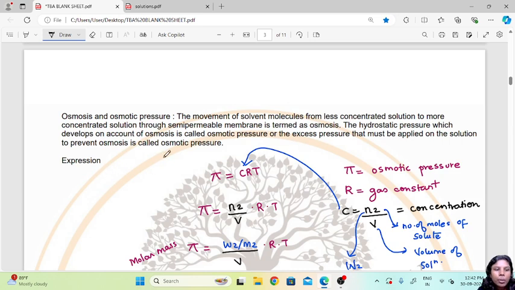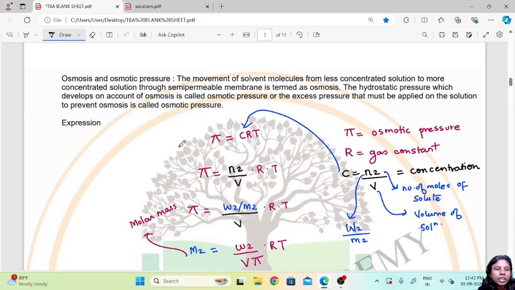Now let's talk about another property. The last property is osmosis and osmotic pressure. Now we already know simple examples of osmosis. When we take a mango and put it in some saline water or oil solution, what happens?